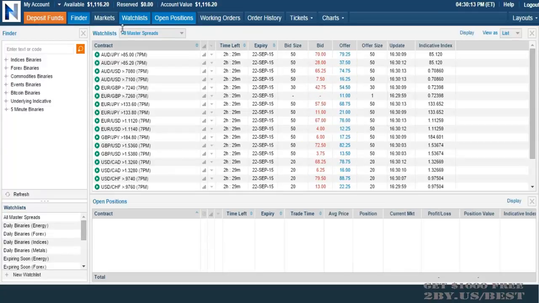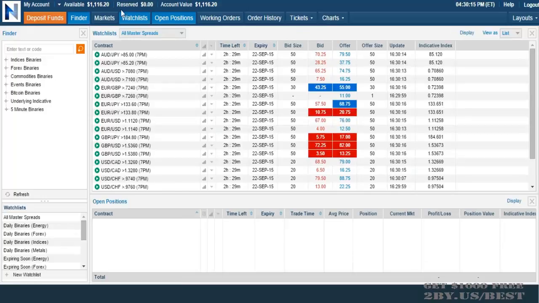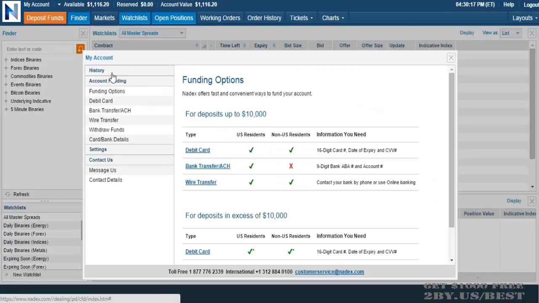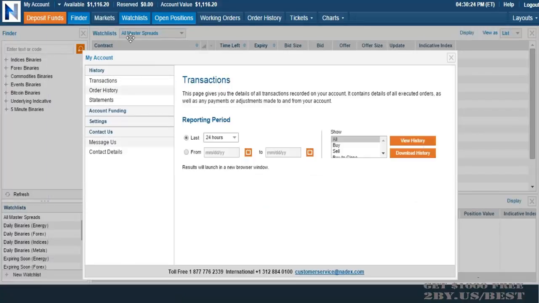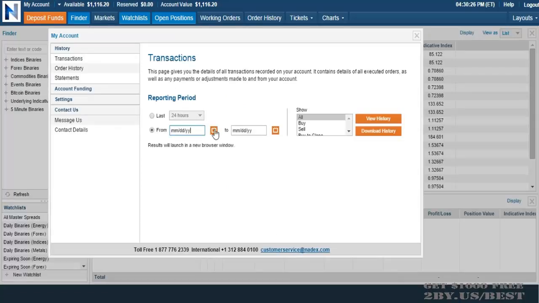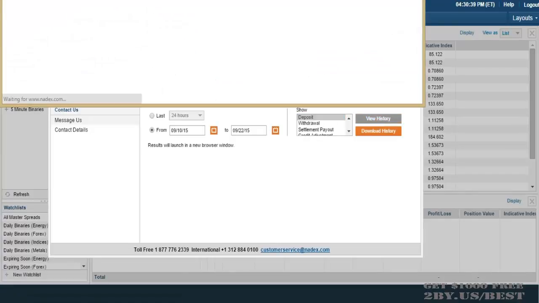So a lot of people probably don't believe that, and I can understand. It is kind of hard to believe, but I'm just going to show you the history so you can see it for yourself. Okay, so we started on the 10th of September. Today is the 22nd, and we're just going to look at the deposit so I can show you guys for yourself.